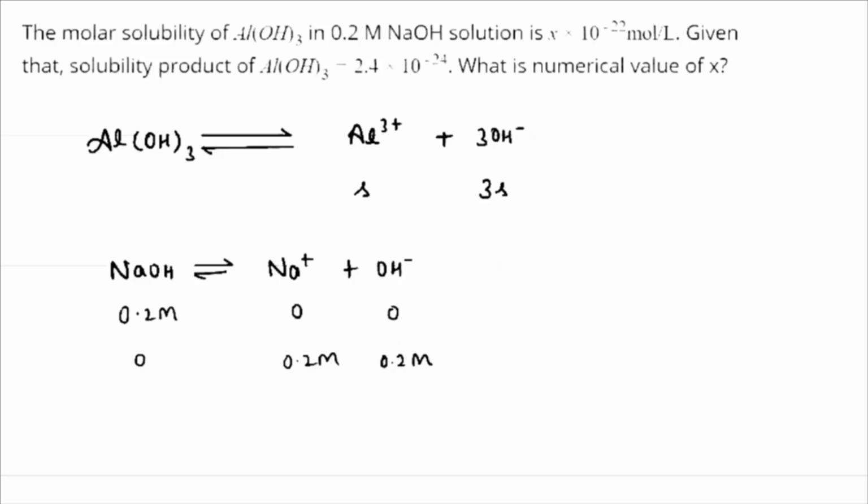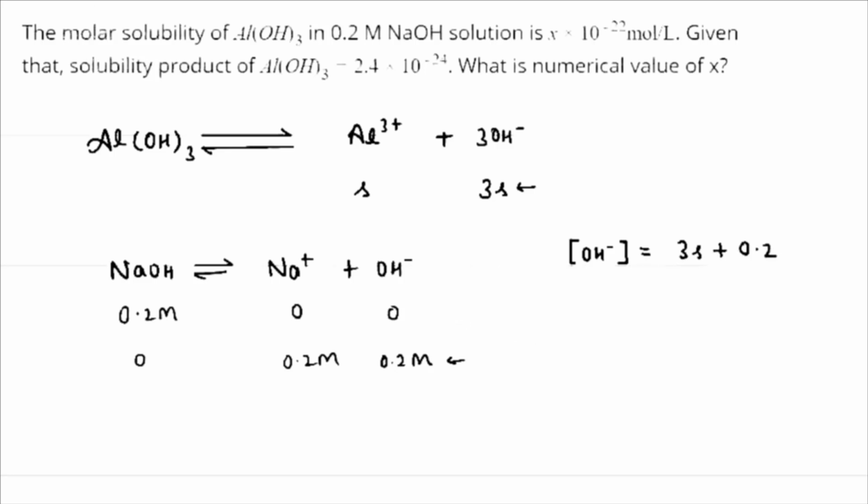Now for the OH minus ion, we add this 3S value and this 0.2 molar. So for the total OH minus ion concentration, we can write the concentration of OH minus ion as 3S plus 0.2. So here this is 0.2 molar. So this is the final value.